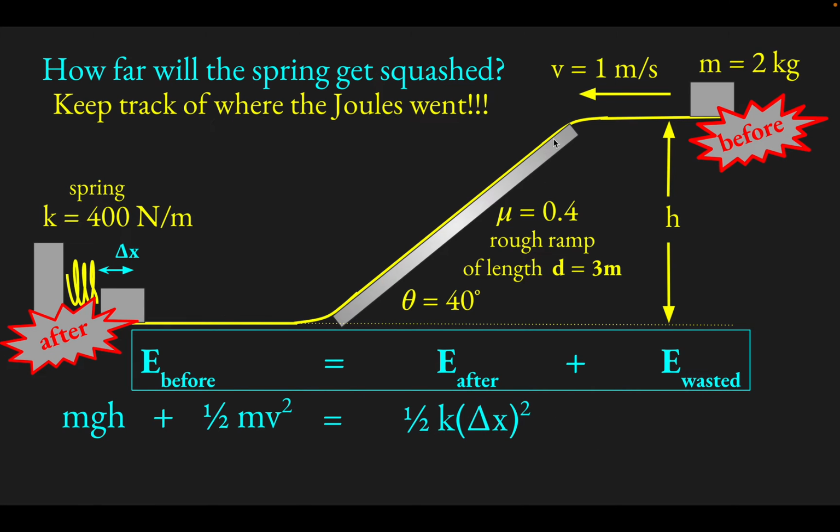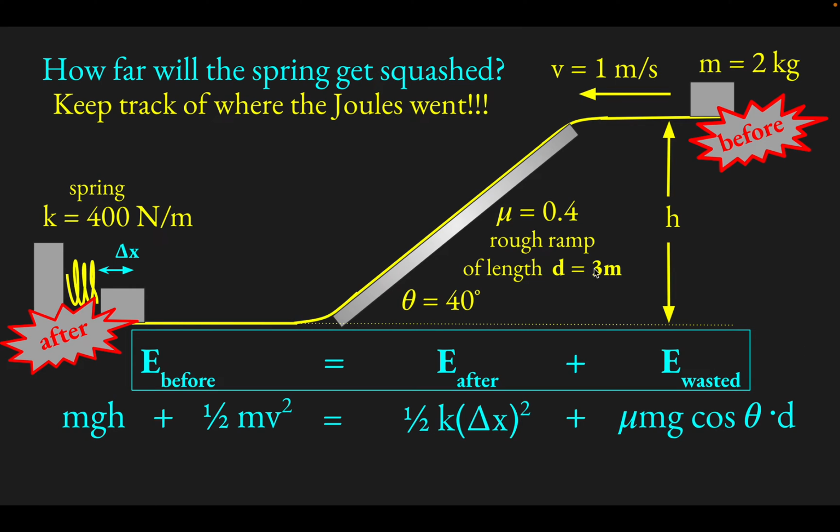But along the way, as it scraped its way along this ramp, we're going to waste energy in the form of friction force times distance. Friction force, when you're on a ramp like this, is going to be coefficient of friction times normal force, which in this case, when you're on a ramp, is mg times the cosine of the angle of the ramp. And then we're going to multiply that force, mu mg cos theta, by a distance d. And so this is all set up.